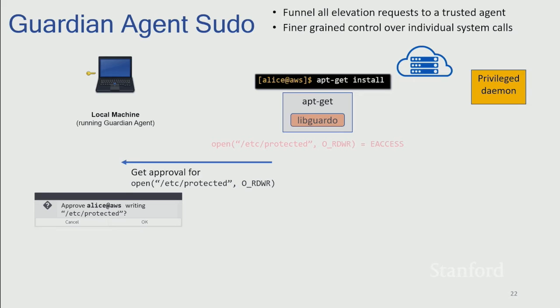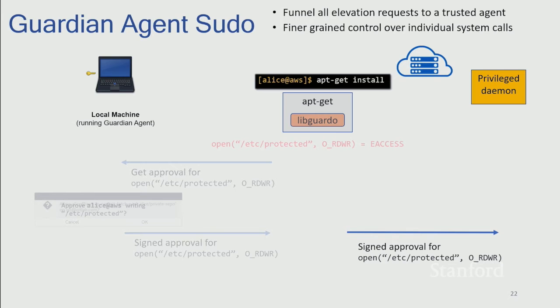And once the operation is approved, a signed approval using the user's private key is sent from the local machine to this library running in the unprivileged process. Now, this unprivileged process can present the signed approval to the privileged daemon and request for this operation to be performed on its behalf. The privileged daemon verifies the signature, verifies the parameters of the operation, and then goes ahead and performs this operation from the privileged context. In this case, for example, it opens the file, gets the file descriptor, and passes the file descriptor back to the unprivileged process.